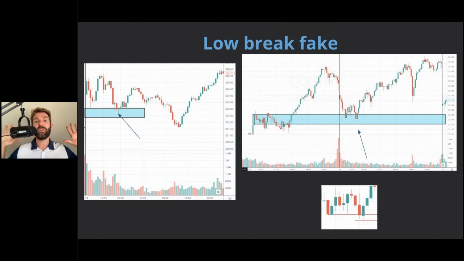Take the trade, ignition bar, stop goes there, don't touch it, walk away. Or get the low break fake, put the stop in, take the trade, walk away. It helps you operate like that.